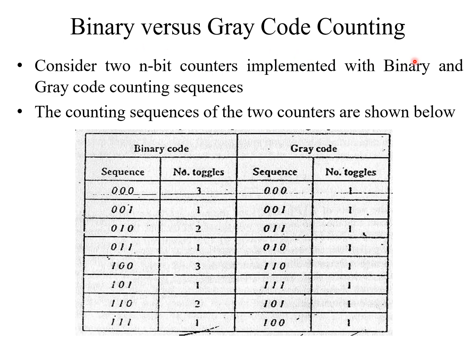Binary versus gray code counting. Consider an n-bit counter implemented with binary and gray code counting sequences. The counting sequences of the two counters are shown below. This is binary code, this is gray code. The sequence is given 0 to 7. This is also 0 to 7. Number of toggles. Toggles means the bits that change. So here 3 bits. Okay, here only one bit has to change.